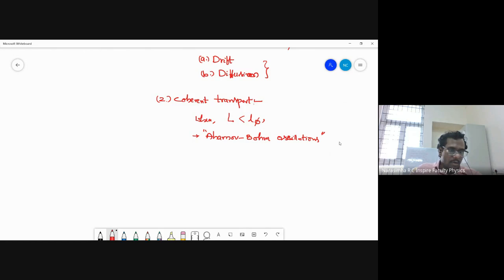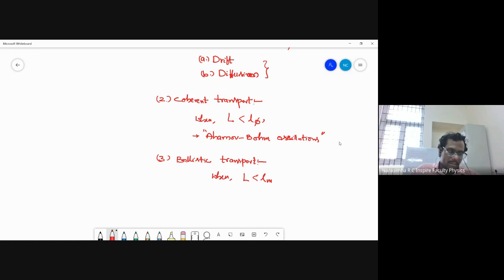That is the ballistic transport. Now, when can we achieve this ballistic transport? When the system size is less than the mean free path, then you can achieve the ballistic transport.